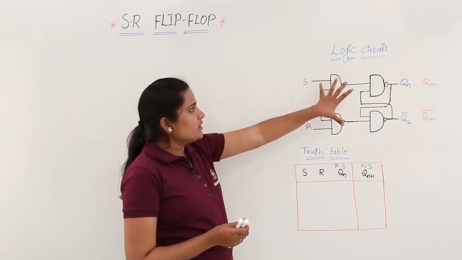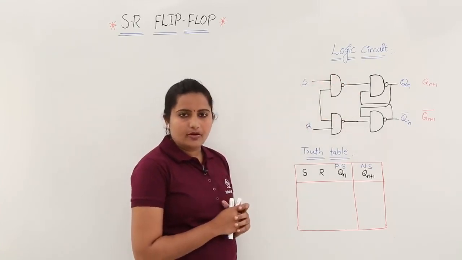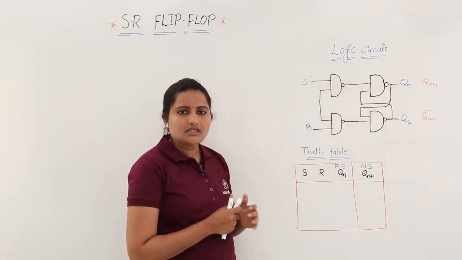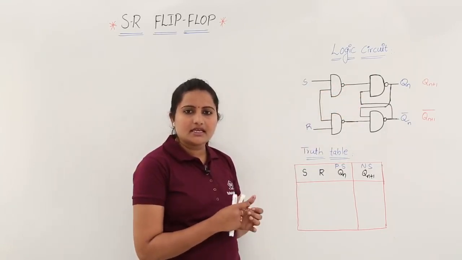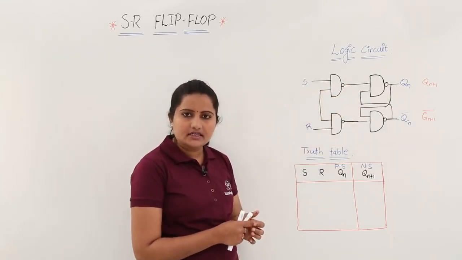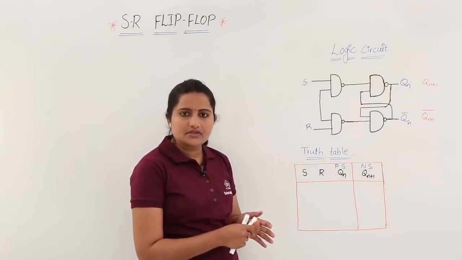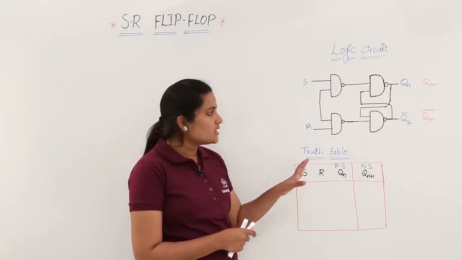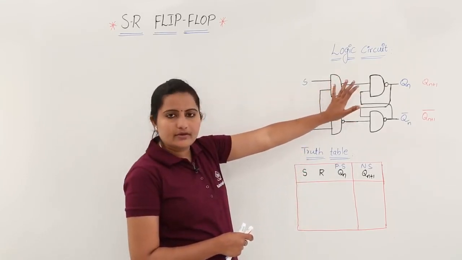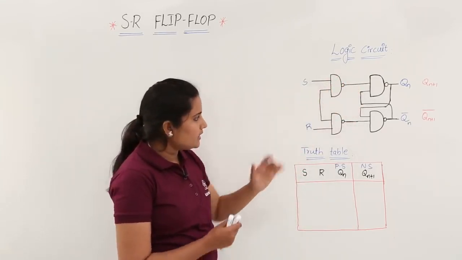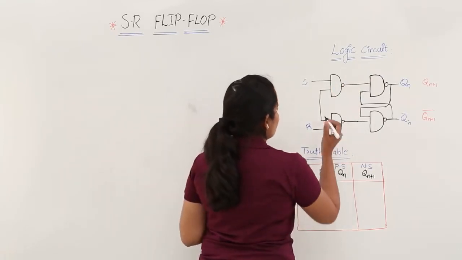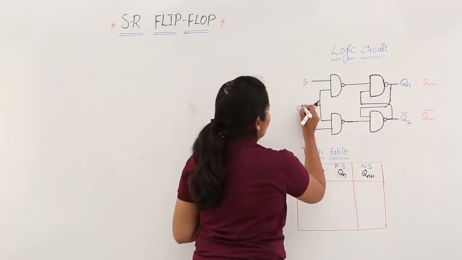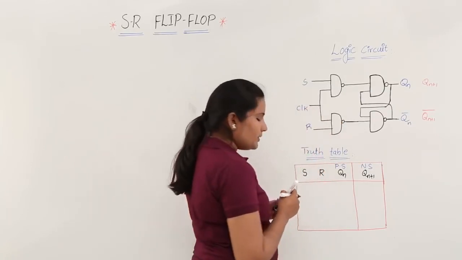See here, this is the SR flip-flop. The functionality it has is that we can set, we can reset, and we can remain as it is, by giving a series of inputs. This is the SR flip-flop using NAND gates. Here you can observe a clock pulse. This is the clock input for the SR flip-flop.